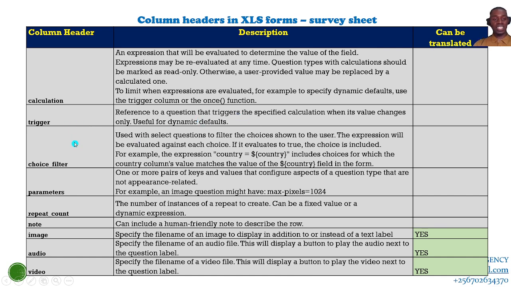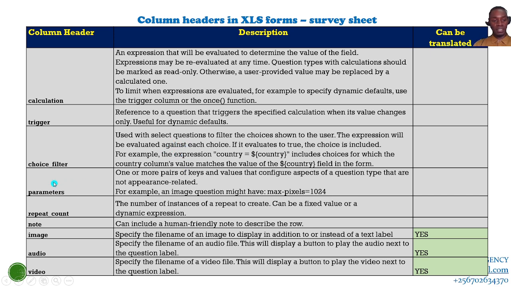And then there is trigger, there is choice filter. Choice filter is also wonderful. We use this especially in cascading select. For example, you are asking about location, and people are from various regions. Those regions have various districts. The districts have various villages. So you can use the choice filter so that if someone selects the eastern region, let's say, only districts from the eastern region shall display. If they select a district ABC, only villages in ABC shall display on the next question.